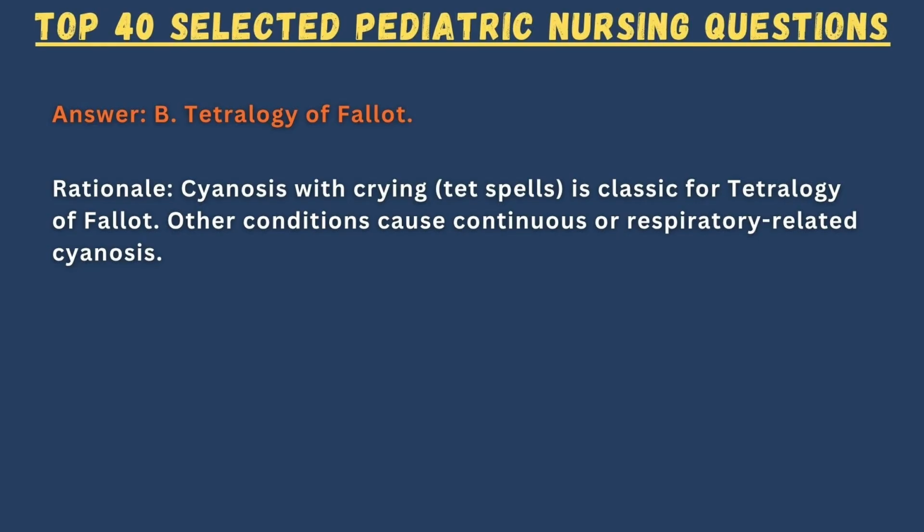Rationale: cyanosis with crying, tet spells, is classic for tetralogy of Fallot. Other conditions cause continuous or respiratory-related cyanosis.